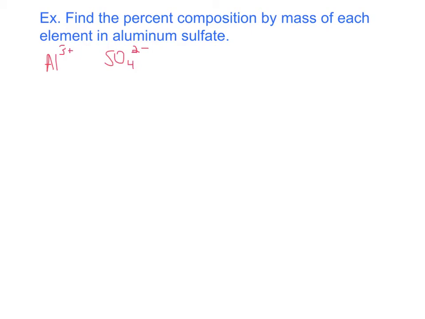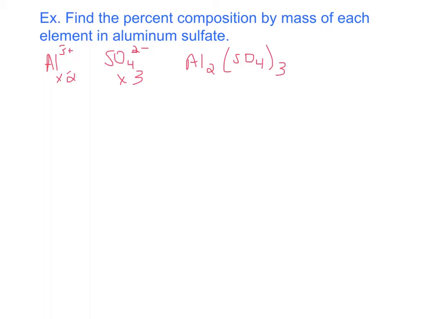And hopefully you figured it out that that would be 6. So how do we get 3 to make 6? We need 2 of them. And how do we get 2 to make 6? Well, we need 3 of those. So we end up having Al2, and then parentheses, because it's polyatomic, SO4 3.